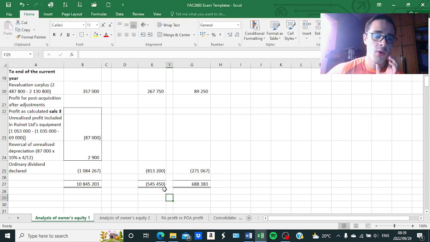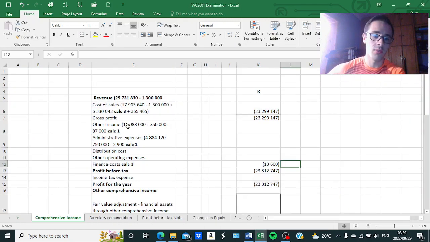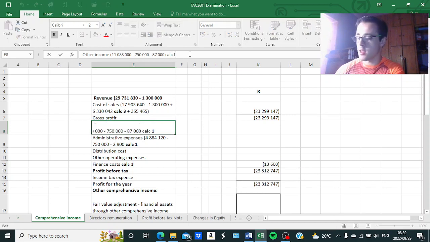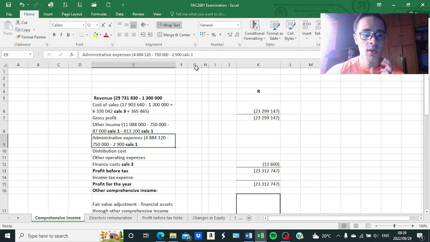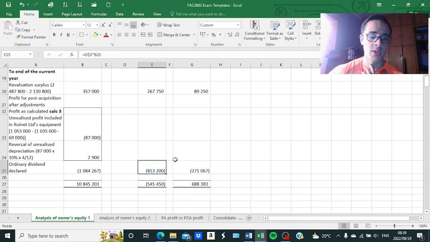What amounts do we use and where? Firstly, remember that this was paid to the parent, so this will be included in its other income. And since it is an intra-group item, we need to eliminate this amount from the group's other income. So in your consolidated statement of profit or loss and other comprehensive income, you need to eliminate the intra-group ordinary dividends received, which was calculated in calculation 1, the analysis of owner's equity, 813,200.